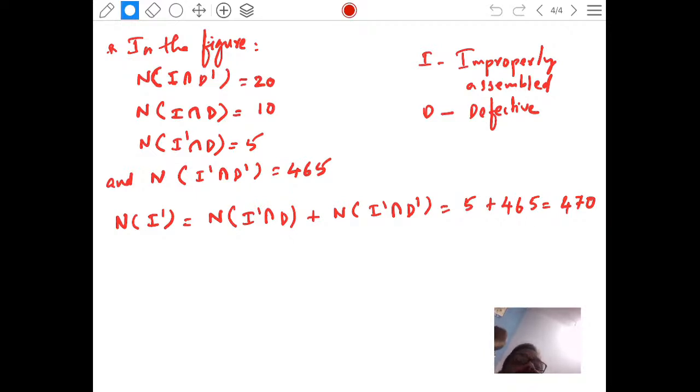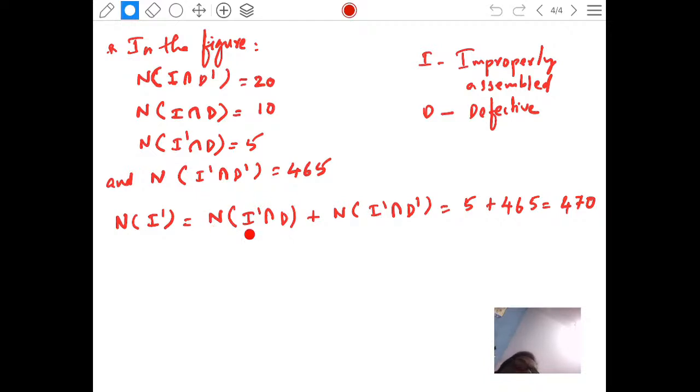So 5 plus 465. What does that show? Using the axiom of additive set function, we can write n of I complement. n of I complement actually means the number of machine parts which are properly assembled. So the number of machine parts which are properly assembled is equal to the number which are properly assembled and defective, plus the number which are properly assembled and not defective.